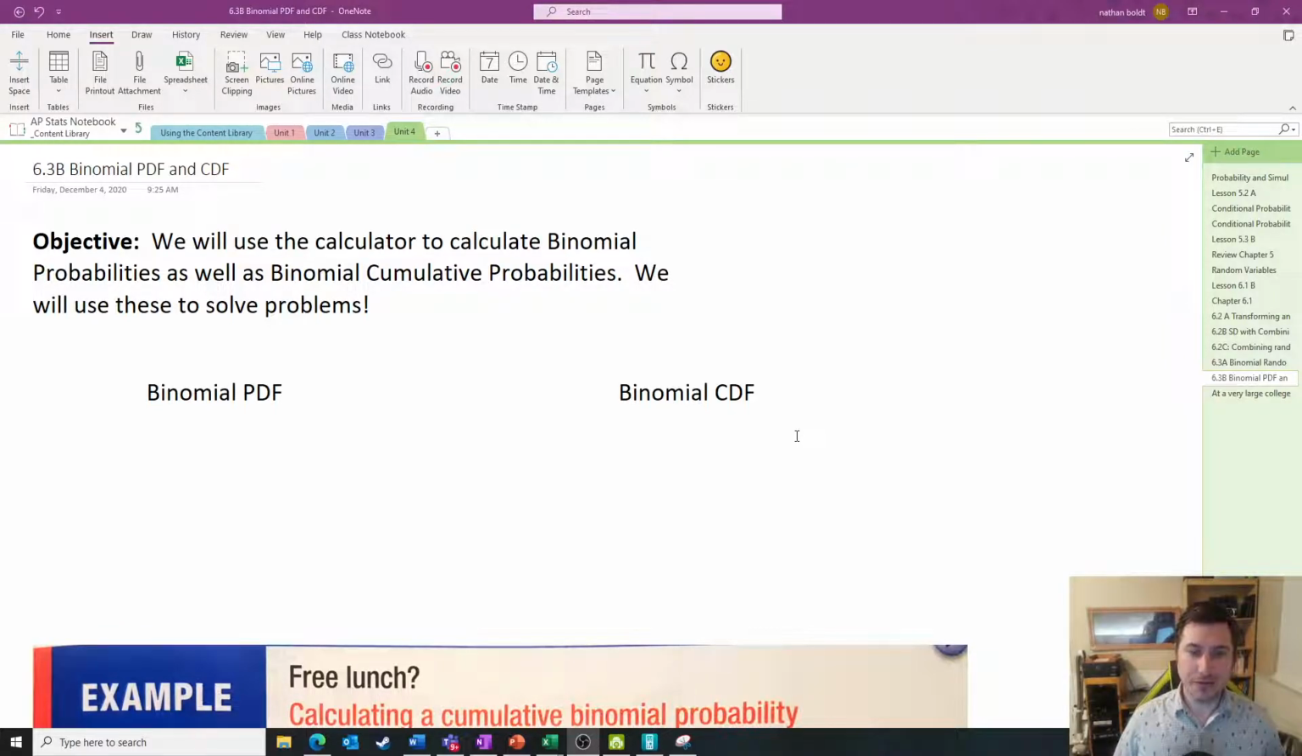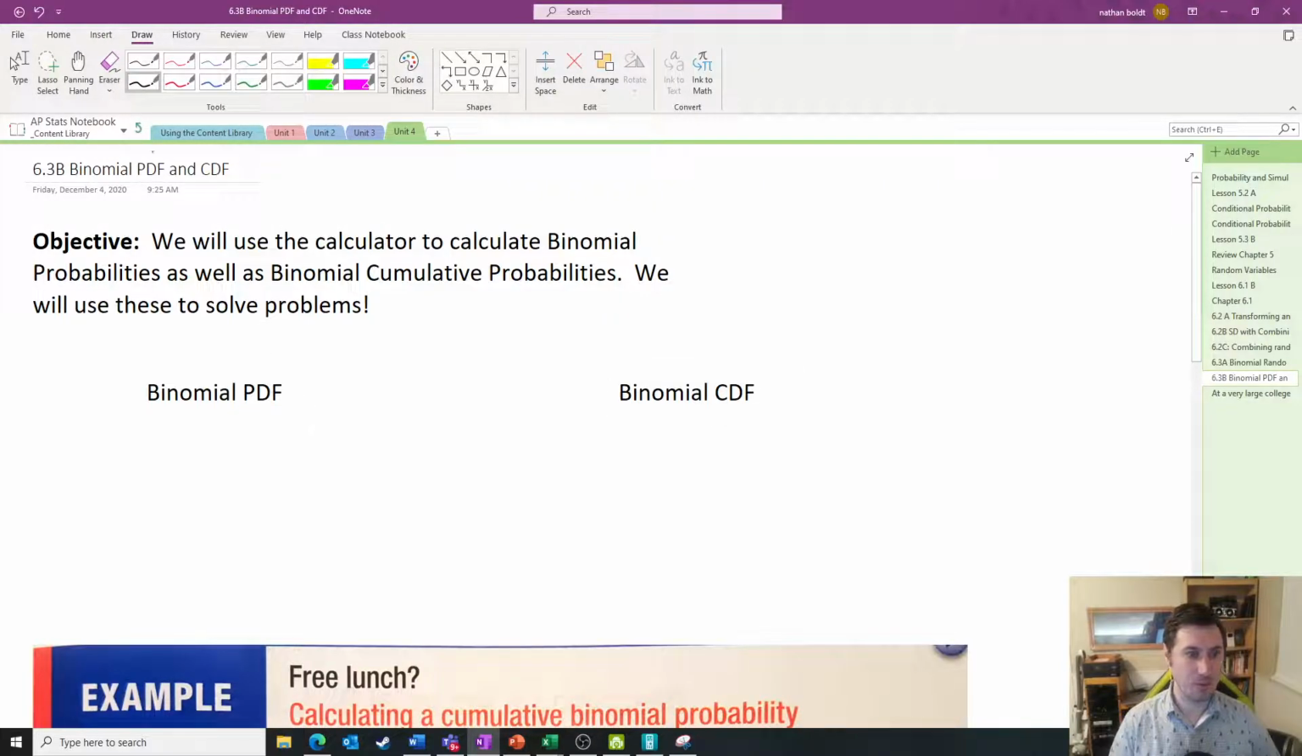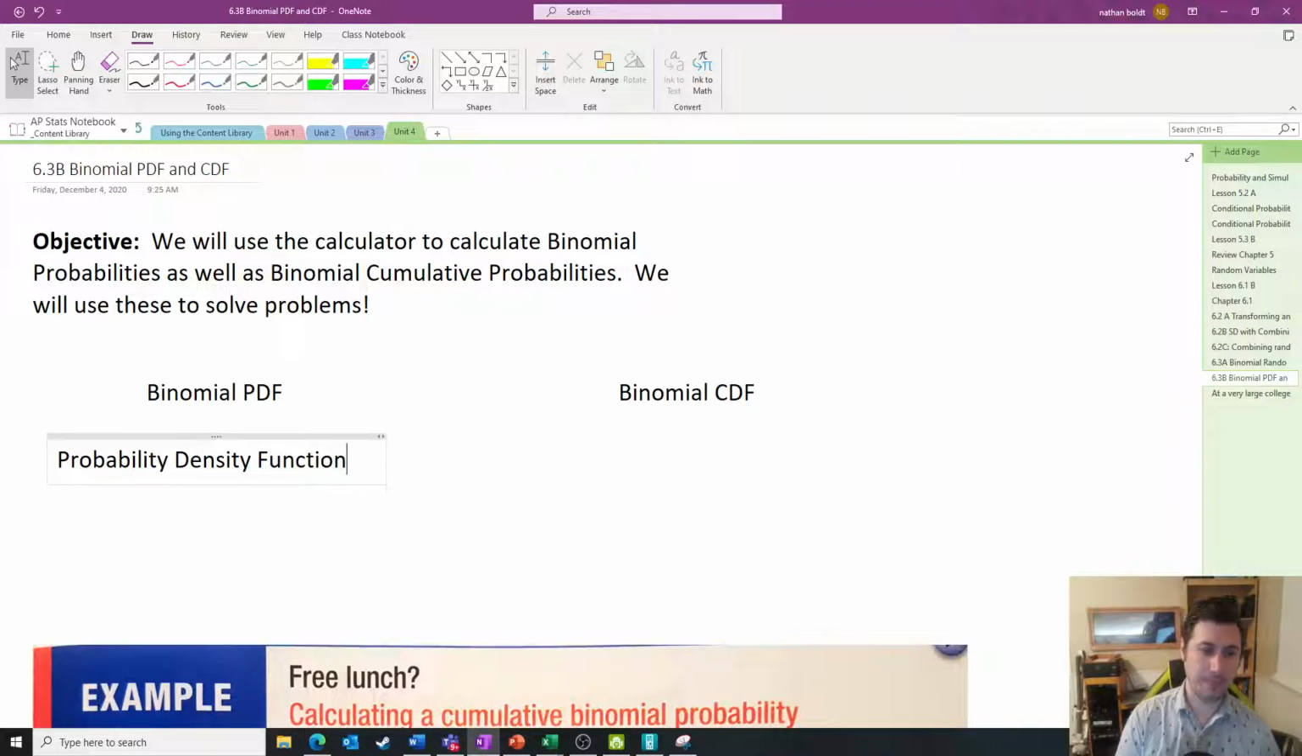Now there are two functions in the calculator that we're going to look at, the binomial PDF and the binomial CDF. They do two different things and it's important to be able to use both of them. The first one, the binomial PDF, is the probability density function. That means you're getting a single probability.